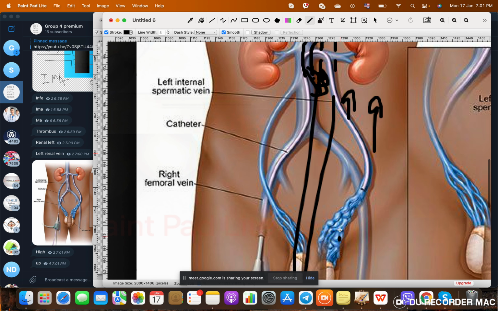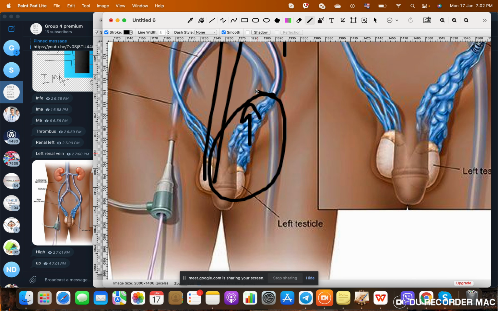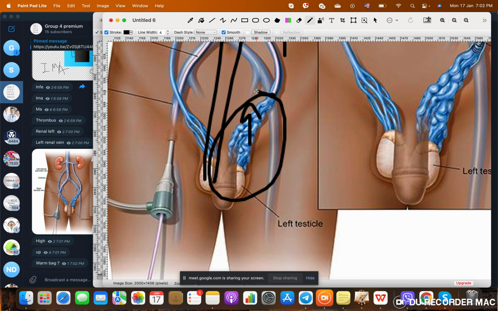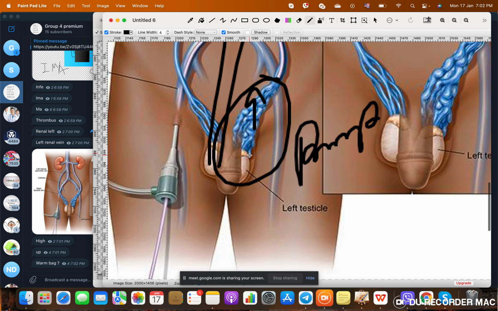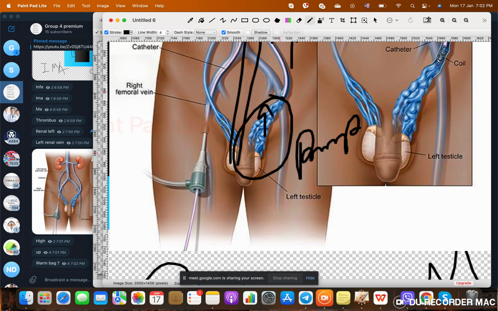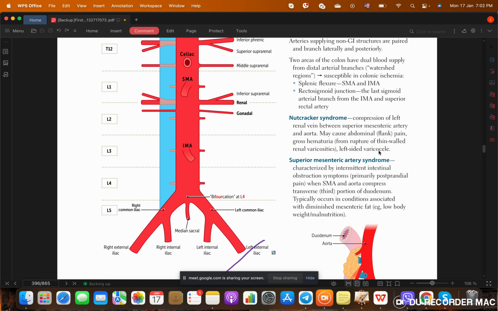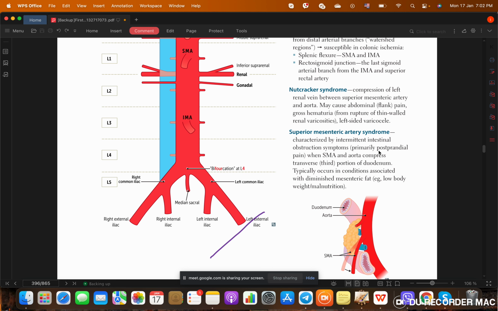So that will lead to increased pressure in what is this? What is this? The warm bag, also called the pampiniform plexus, and that will lead basically to a varicocele. Yes? Okay. So if you palpate it, it's like a bag of worms, and if you try to put a light on it, will it transilluminate? Yes or no? Will it transilluminate?